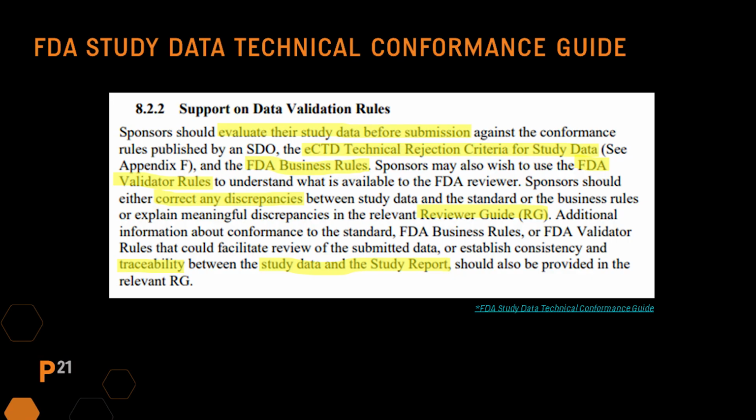The FDA Technical Conformance Guide emphasizes the need for strong and systematic dataset QC practices. In two different sections of the FDA Technical Conformance Guide, the need for QC processes is stressed. Section 8.2.2 indicates that sponsors should evaluate their study data prior to submission against conformance rules published by CDISC, the eCTD Technical Rejection Criteria, and the FDA Business and Validator Rules. FDA expects that any issues found be corrected or explained in detail in the reviewer's guide so that consistency and traceability between the study report and dataset is ensured.